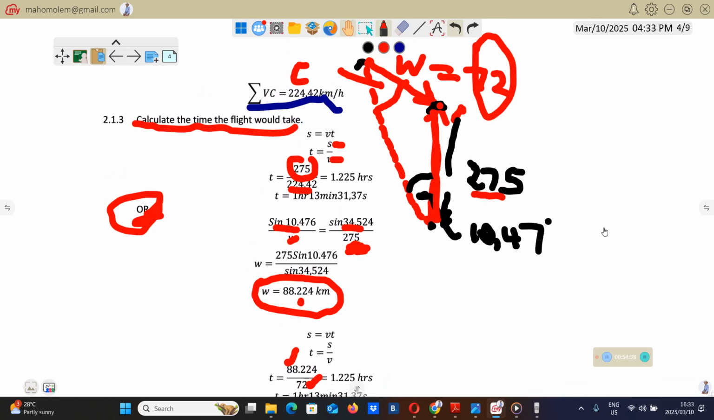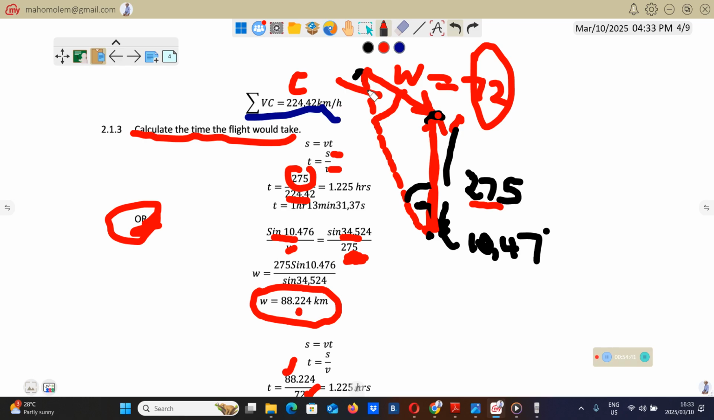Remember, to get the time, you can also use this distance from here to there. Then you can still use the speed from here to there, which we already have. From here to there is 280. So you can use 280, but you must find the distance from here to there. That distance you will get by using the sine rule, the same way we did with this one.